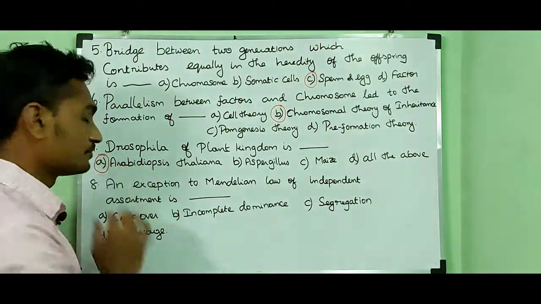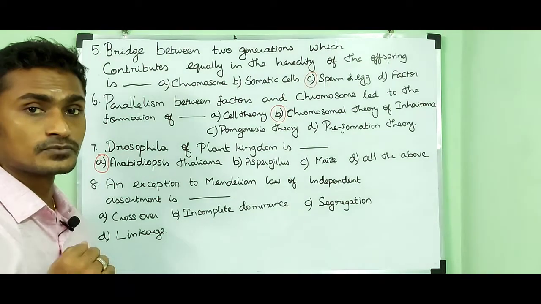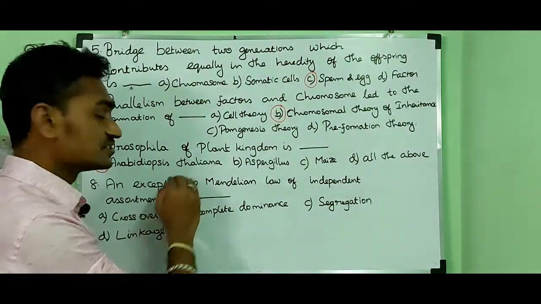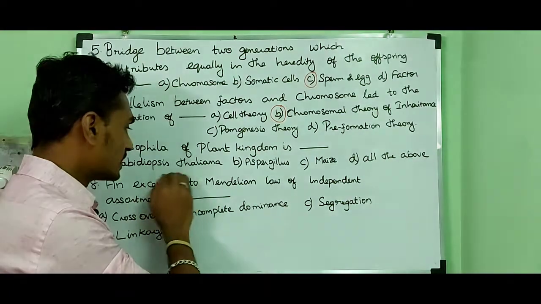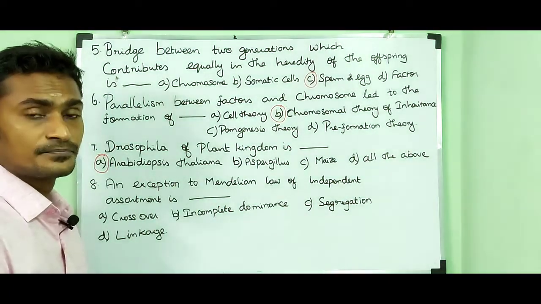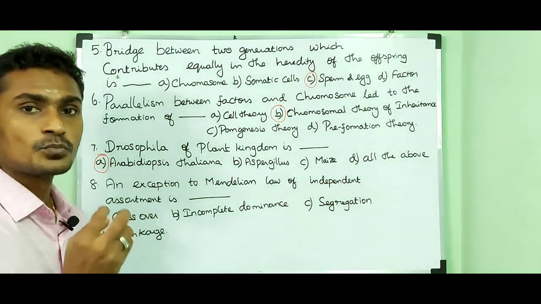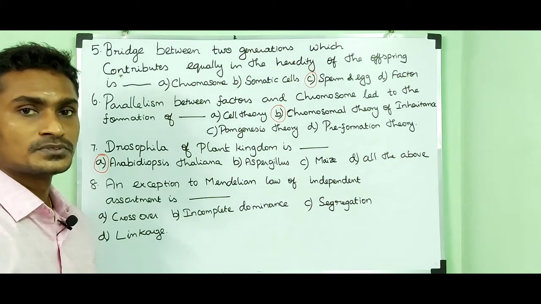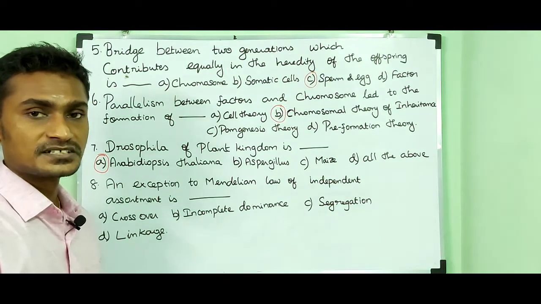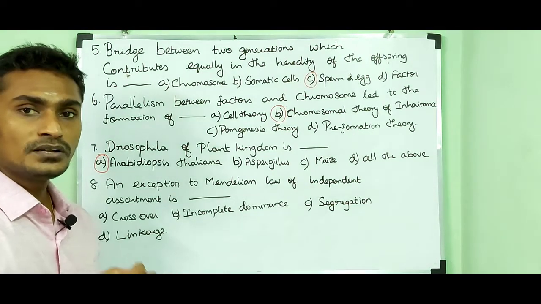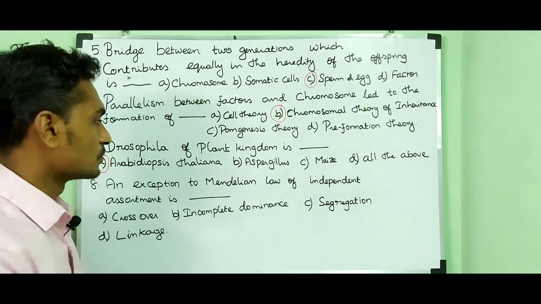This is the first plant to have its whole genome sequenced. The main advantage of Arabidopsis thaliana is that it contains a small size genome. That is why this plant is used in genetic studies.